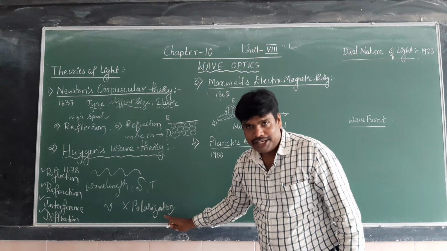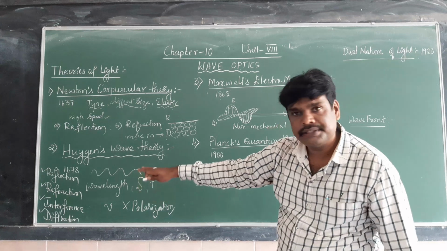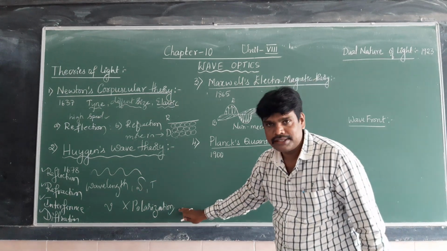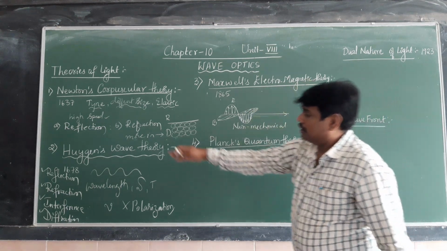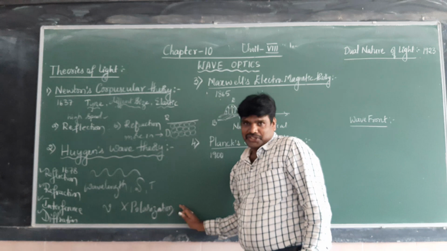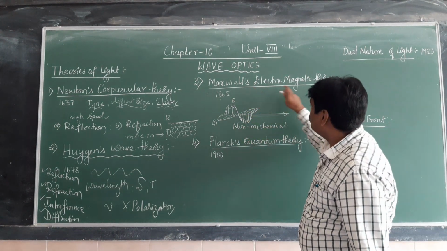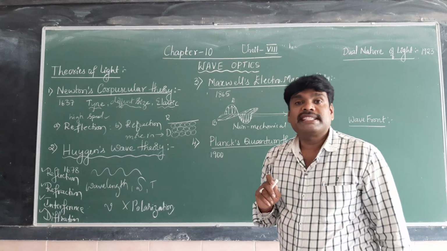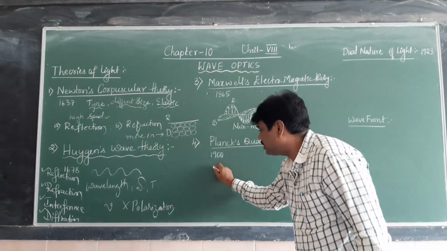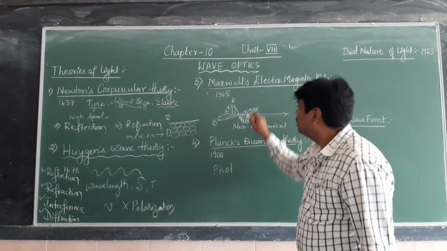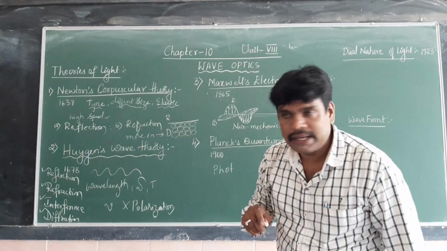So now Huygens' wave theory cannot explain polarization. It can explain the rest of the things: reflection, refraction, interference, diffraction. It could not explain polarization. But Maxwell's electromagnetic theory can explain all the four plus polarization, isn't it? But this Maxwell's electromagnetic theory could not explain the photoelectric effect. So the photoelectric effect is not explained by Maxwell's electromagnetic theory, Huygens' wave theory or Newton's corpuscular theory.